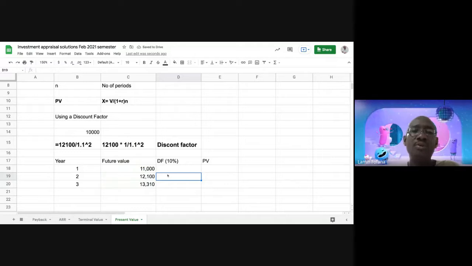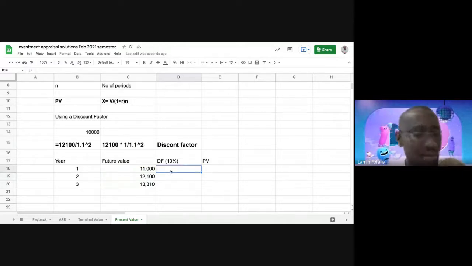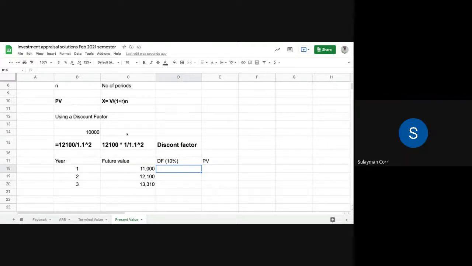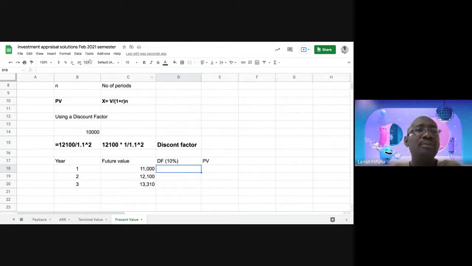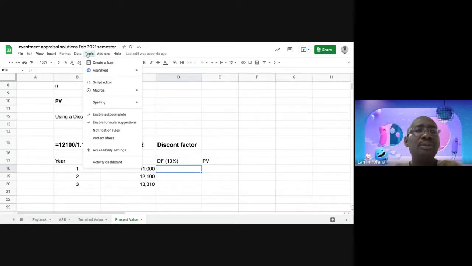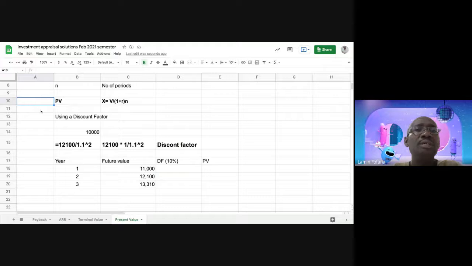Now, we have to find our 10% discount factor. So how do you arrive at your discount factor? We have seen it in this formula here. We agreed that this part here is the discount factor. Is that clear, everybody?